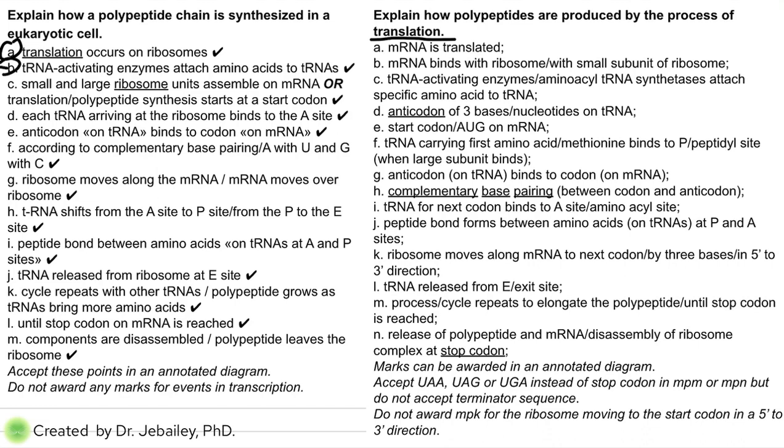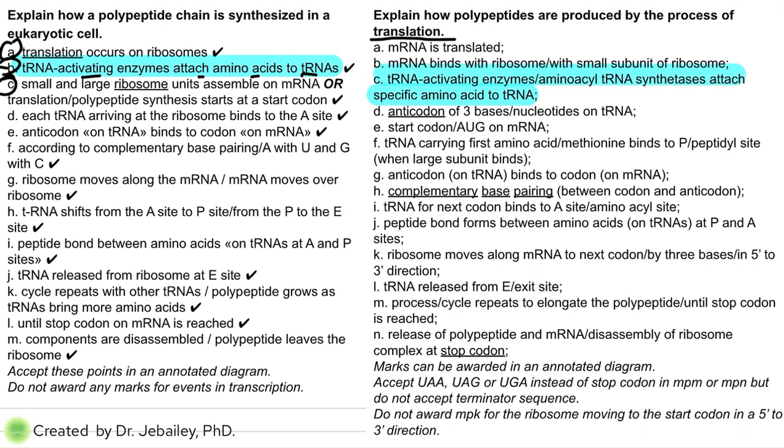This one says tRNA activating enzyme attaches amino acid to tRNAs. Do we have that here? Yes, we do. So this one I can highlight here, and that goes with the tRNA activating enzymes, synthase attaches specific amino acid to this. So you see, there's already one thing in common. They talk about the enzyme attaching the amino acid to the tRNA.